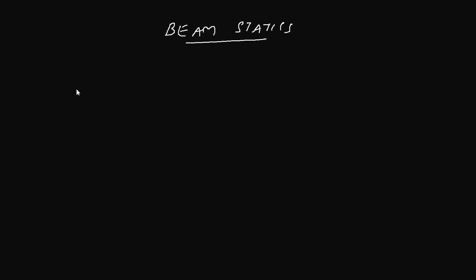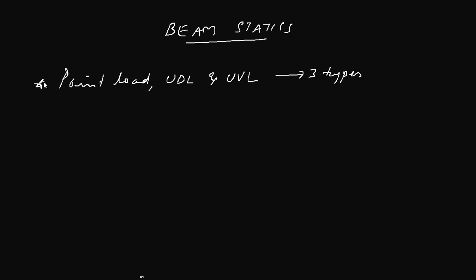So we have discussed the different types of loads in the previous video: a point load, a uniformly distributed load, and a uniformly varying load. So you have three types of loads, and you have also discussed the different types of supports. You have a roller support, a pin or hinge support, and a fixed support.